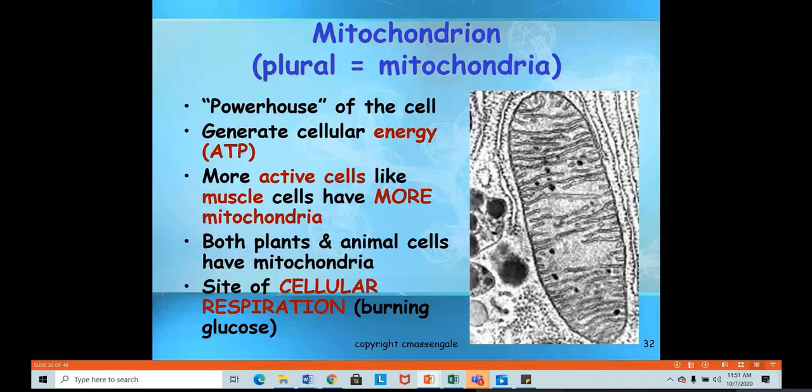Is it clear about the concept of glycogen in mitochondria? Is it clear? Any doubts? No, no doubt. Okay, great.